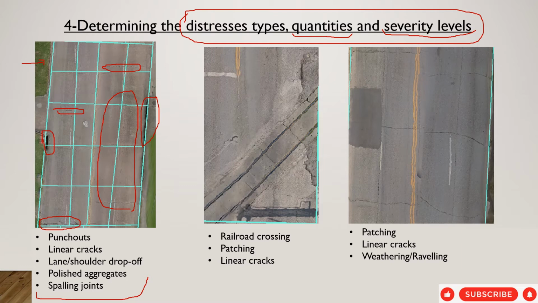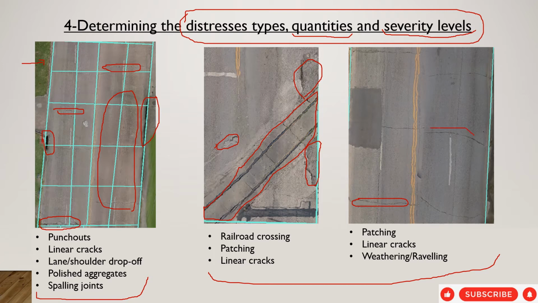If we are talking about flexible pavements, as you can see in both images, this is a high severity railroad crossing measured by area. We can see here some linear cracks and also a lot of patching, which seems to be in very bad condition. Here we might see a lot of linear cracks of medium severity, and this patching here looks somewhat new, so it might be a low severity patching. We also have some weathering or raveling of aggregates.